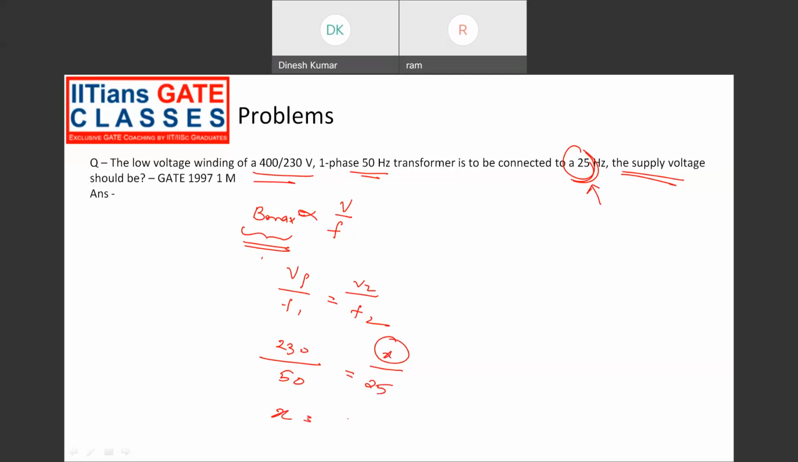So X equals 25 into 230 by 50, so that is 115 volts. If the low voltage winding of the transformer was earlier connected to 230 volts at 50 Hz, then for the flux in the transformer to be constant, this low voltage winding has to be connected to a 115 volt, 25 Hz supply.